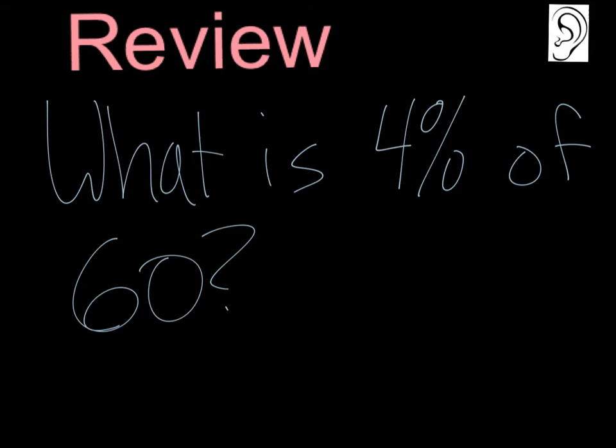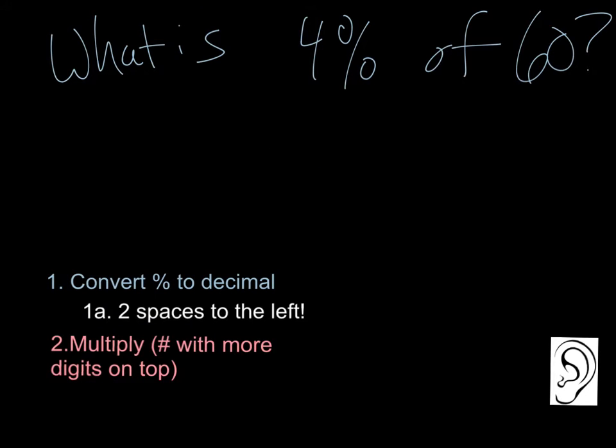And for our first piece of review here, you are just listening to this. What is 4% of 60? So our review question at this point is, what is 4% of 60? And when we get to this idea about 4% of 60, remembering these two things, we need to convert our percent to a decimal, and just remembering that decimals move 2 spaces to the left when going from percent to decimal, then multiply the number with more digits on top.